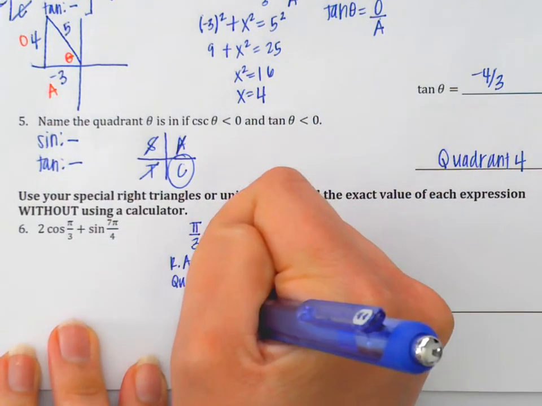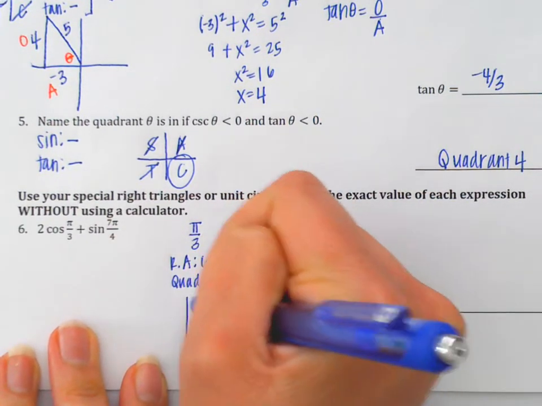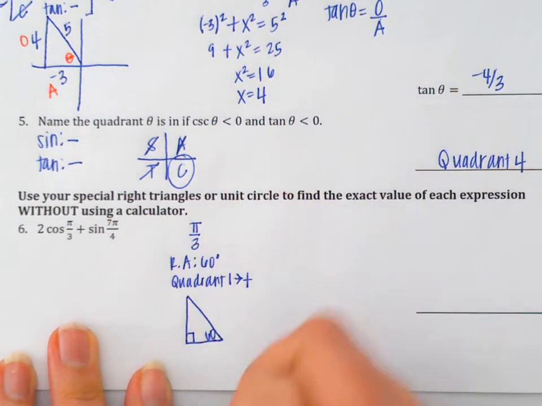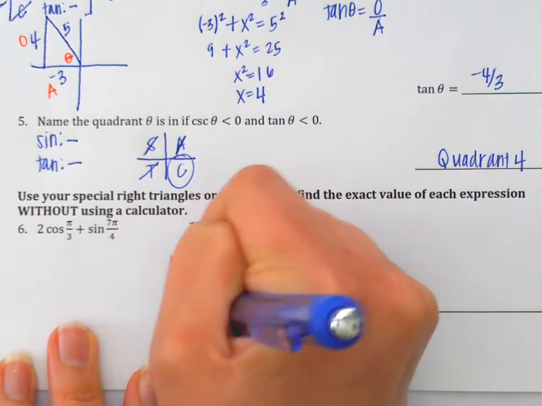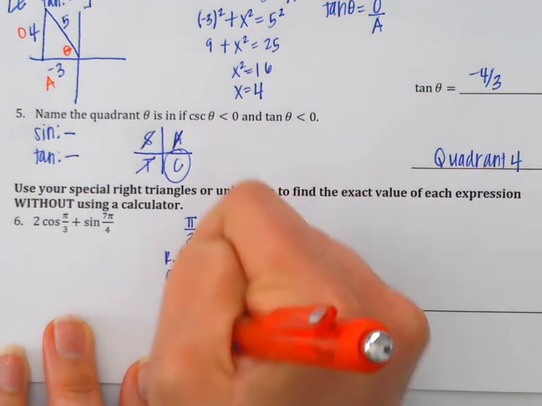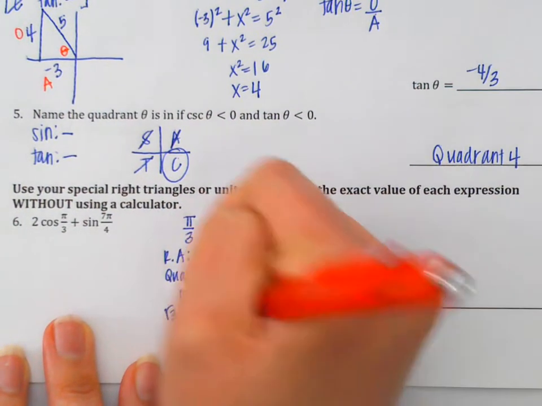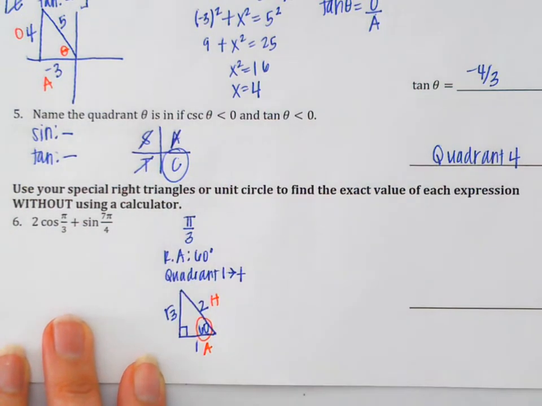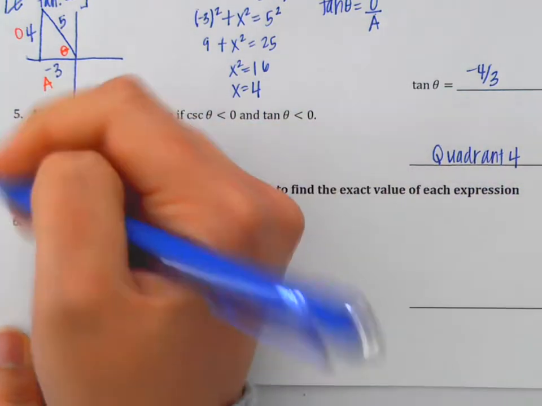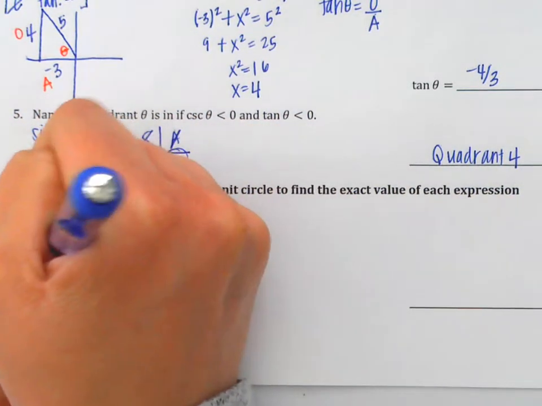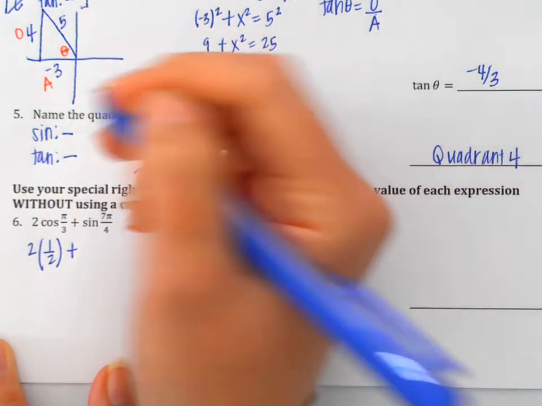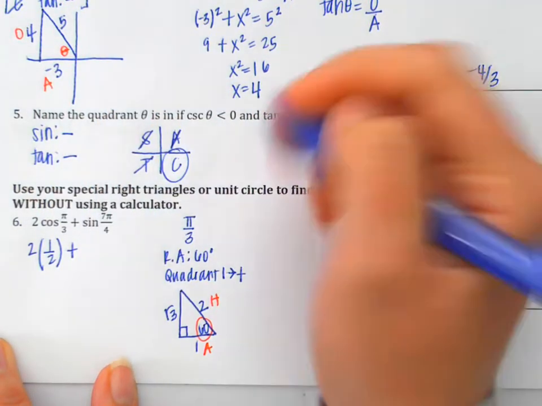I'm going to draw my special right triangle focusing on 60. So I have 1, rad 3, and 2. Cosine is the adjacent over the hypotenuse, so cosine of pi over 3 is positive 1/2. So we're going to go 2 and then 1/2, plus, and then we're going to deal with sine of 7 pi over 4.